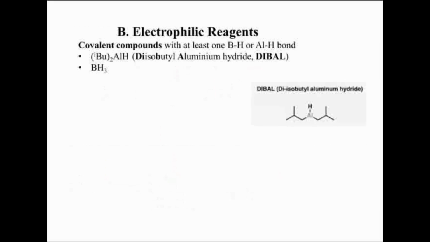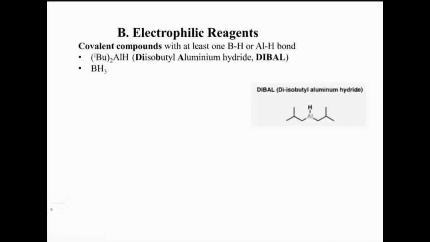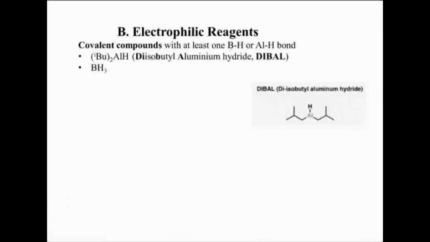So next we move over to electrophilic reagents. So far we have seen nucleophilic reagents, that is lithium aluminum hydride and sodium borohydride, and we have seen a list of reagents belonging to both types and their selectivity also. Electrophilic reagents, as we have already seen, are covalent compounds. They have at least one boron-hydrogen or aluminum-hydrogen bond. Two reagents of this type are known.